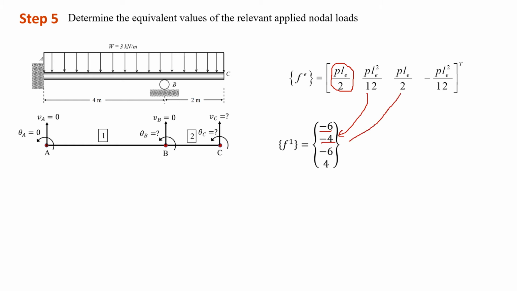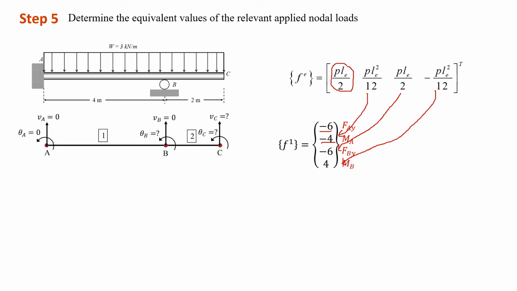And this one is for the third term, and we use the last one for the fourth term. So the first term is dedicated to the vertical force at A, FAY. The second term is the moment at point A. The third term is for the vertical force at point B, and the last term is the moment at point B.